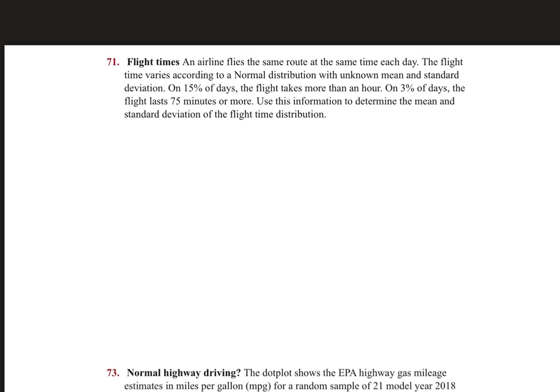Okay, next one, flight time. So an airline flies the same route at the same time each day. The flight times vary according to a normal distribution with unknown mean and standard deviation. On 15% of the days, the flight takes more than an hour, and on 3% of the days, the flight takes 75 minutes or more. Use this information to determine the mean and standard deviation of the flight time distributions.